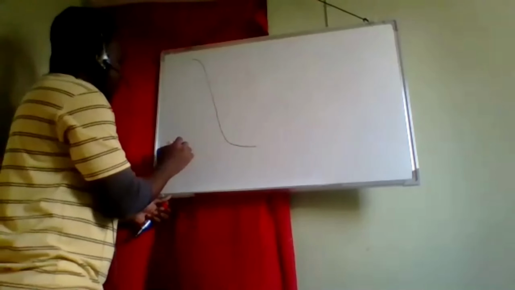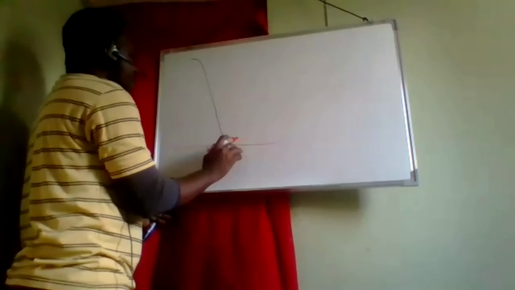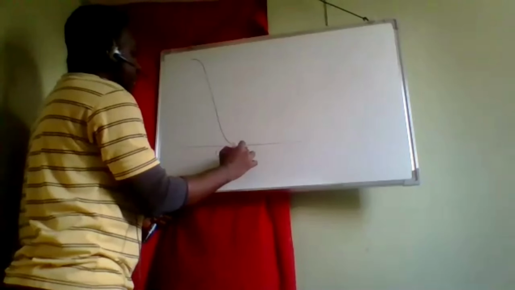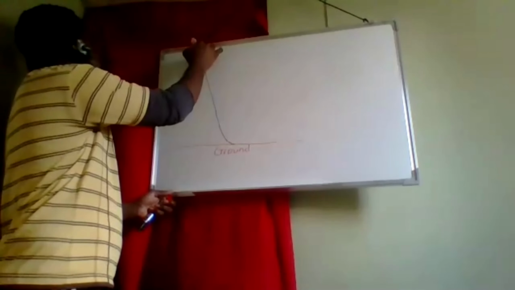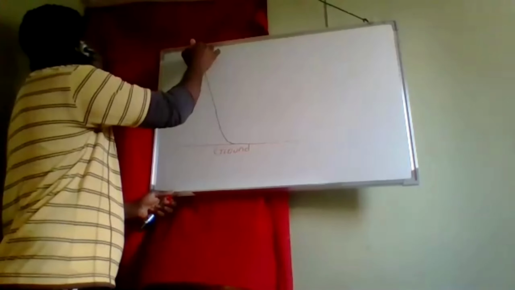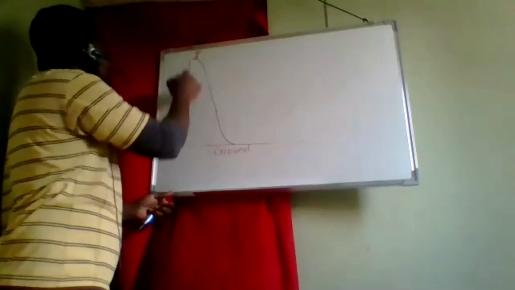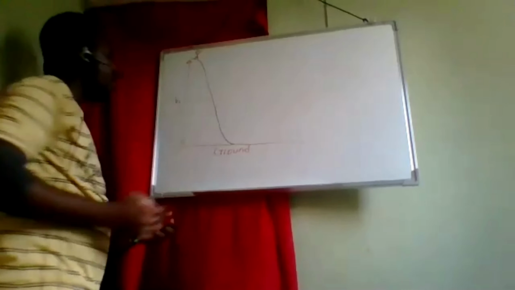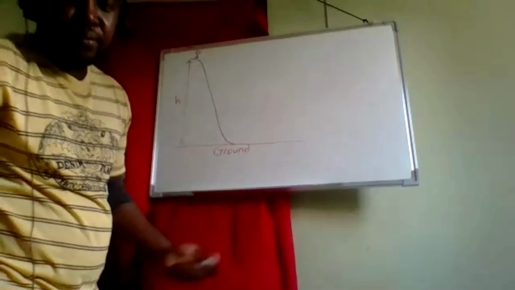All right, so we have the hill and we have the ground. So this is the ground. Then the hill starts here to the person there. It has a height above the ground of h. We're just going to use some random values.